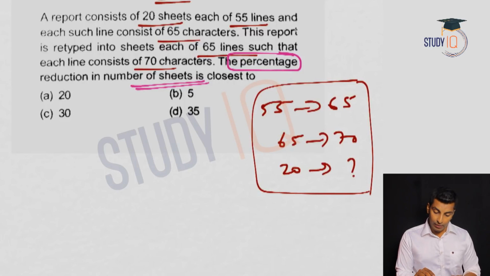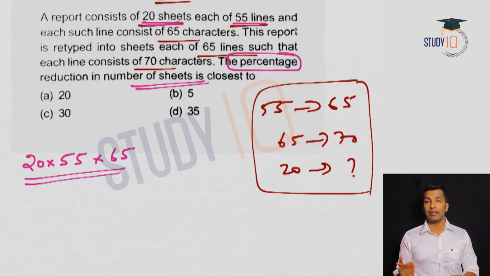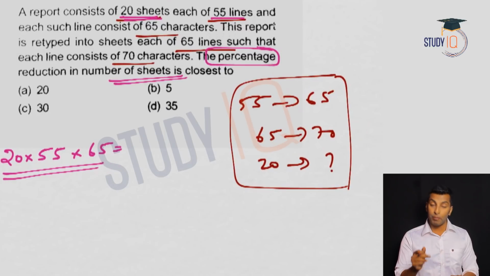So here, if you ask me how many characters there are in total, taking the first case, 20 sheets into 55 into 65 is the total characters. Even if you are modifying, even if you are retyping, the characters remain the same. So it is better to equate this. That's a better approach in this situation.